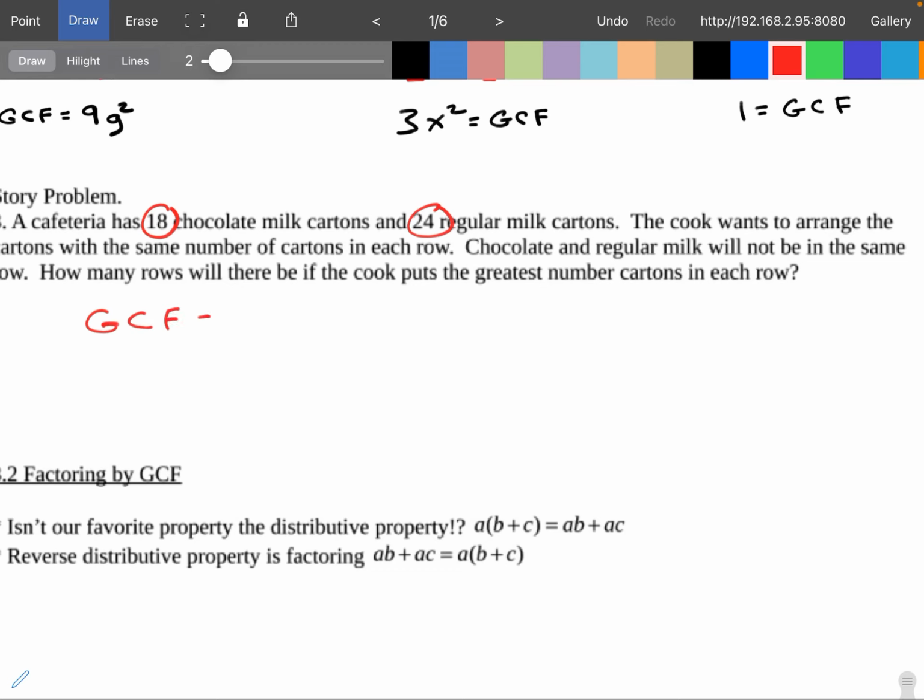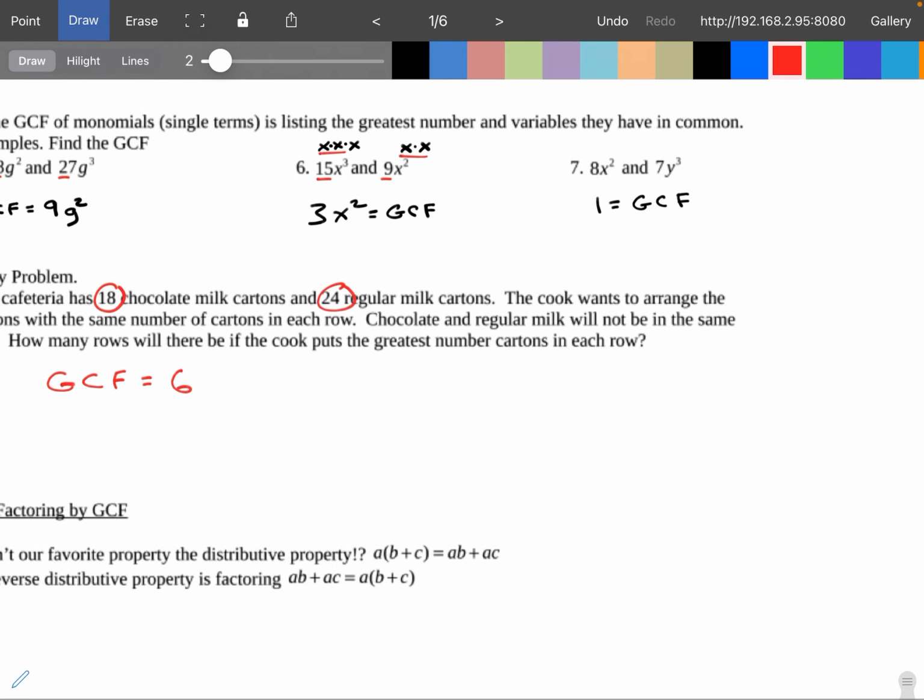So all that's going to be is the greatest common factor for 18 and 24. So the GCF for 18 and 24 is going to be 6. That means there's going to be 6 cartons in each row. So let me draw you a little picture of this. For the chocolate milk, I'll put C for chocolate. So you're going to have C, C, C, C, C, C, 1, 2, 3, 4, 5, 6, and again 1 through 6. So there's 18 chocolate milk cartons, 6 in each row. You guys see that?